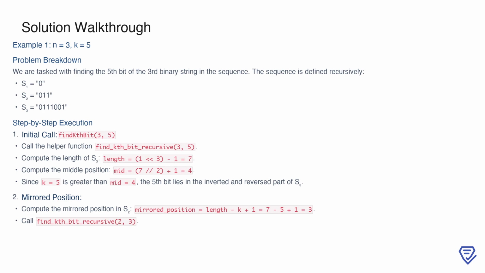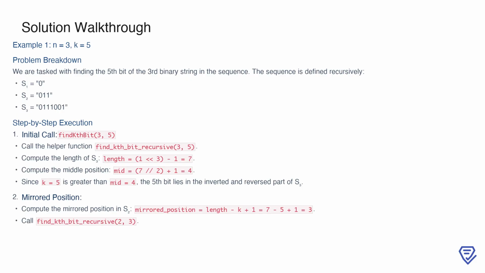First, we compute the total length of S3, which is 7, since the length of any S_n is given by 2^n - 1. The middle position in S3 is calculated as 4, and since k equals 5 is greater than this middle position, we know the fifth bit lies within the inverted and reversed part of S3.